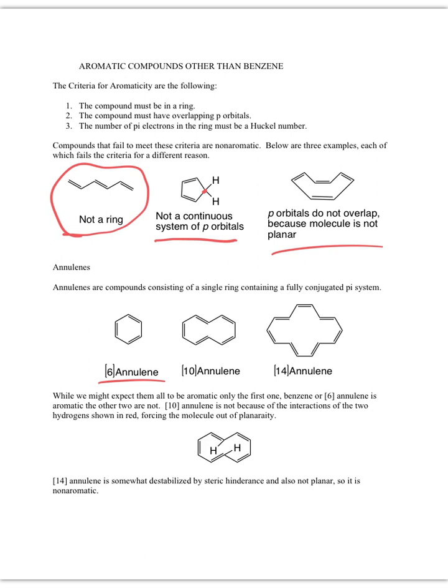As we go along, we see that the 10-annulene is not planar because of the interactions between the hydrogens on these 2 carbons, and the 14-annulene is somewhat destabilized by sterics and also not planar, so it is not aromatic. So the main annulene that is aromatic is the 6-annulene. And the 6 just tells us how many pi orbitals we have in there and how many bonds in the system.